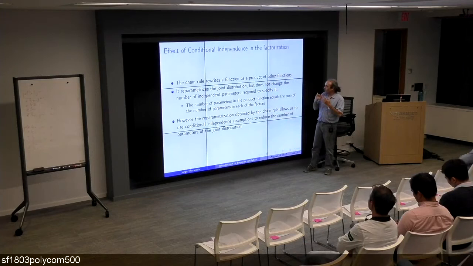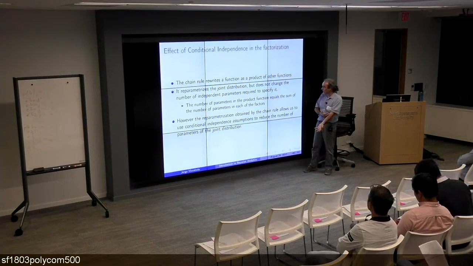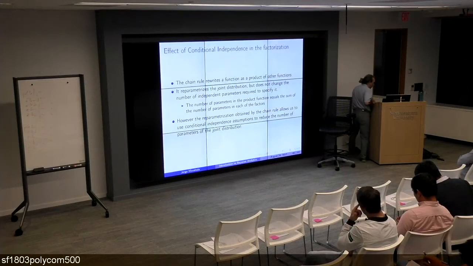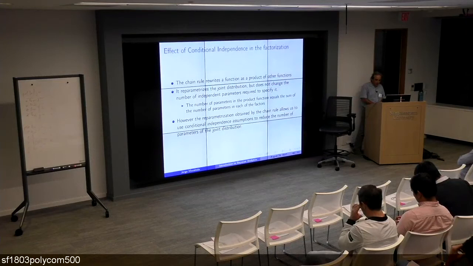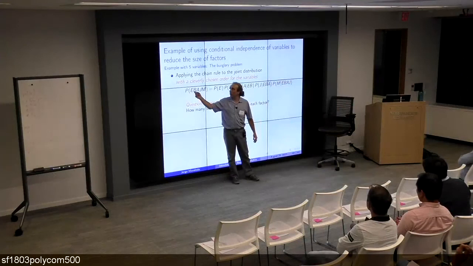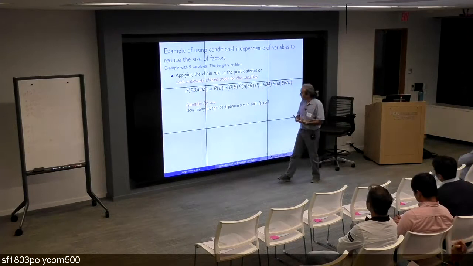But I haven't changed the total number of parameters that I need in my distribution, as we will see in a second. I haven't reduced the complexity of finding out what those numbers actually are, so I actually haven't gained anything yet. However, what I have gained is that, let's go through this one. This is not a random set of variables. This is earthquake, burglary, the alarm ringing, John leaving me a voicemail, Mary leaving me a voicemail. So I could choose in this order.